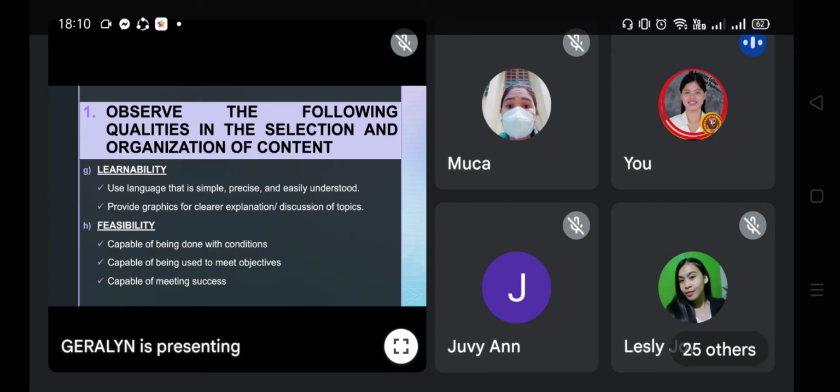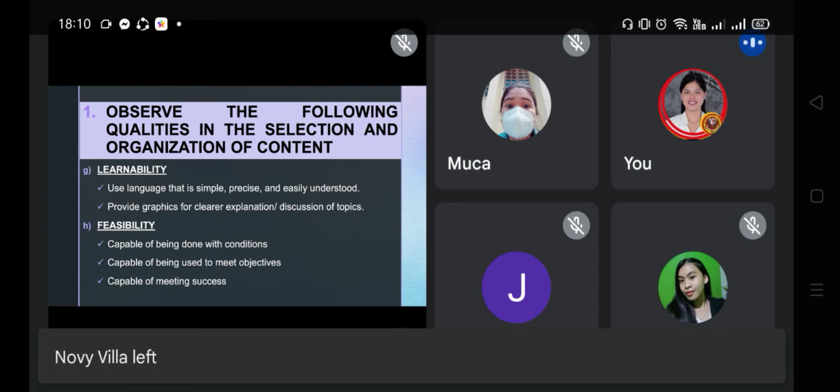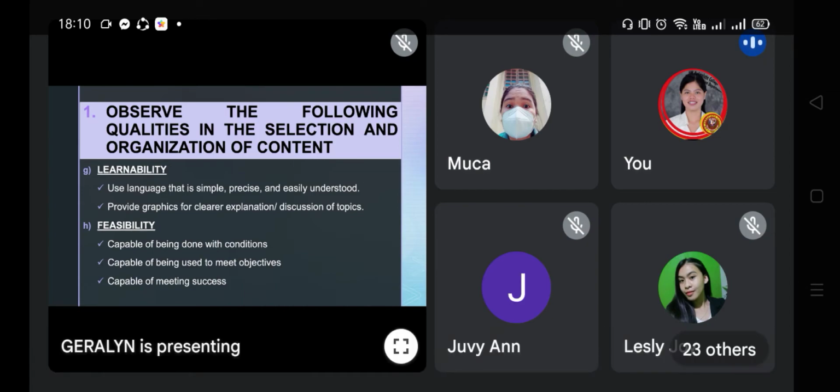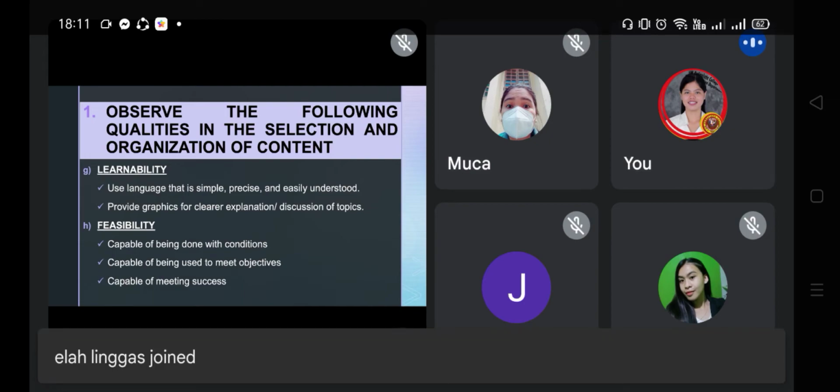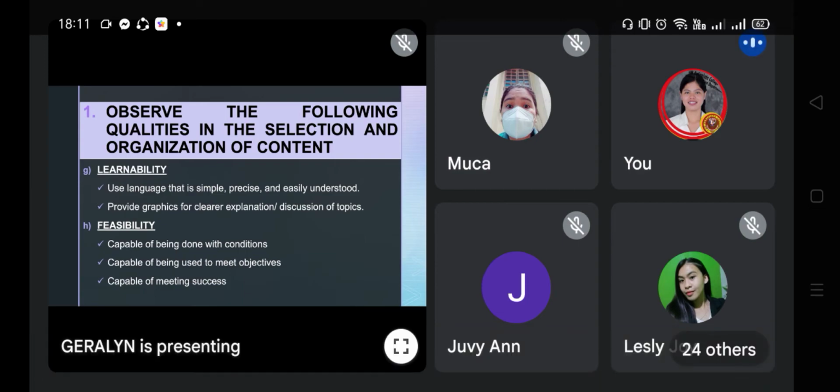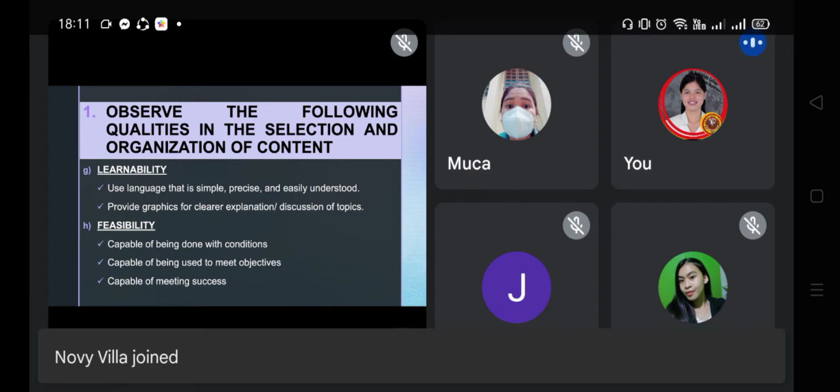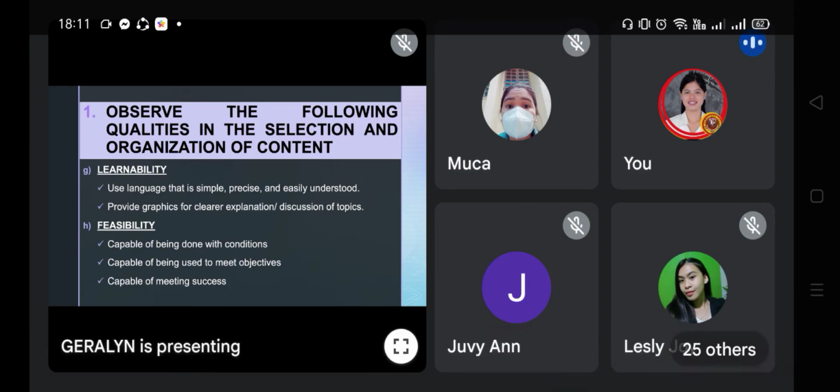Next is feasibility. When we talk about feasibility, this refers to the capability of being done, capability of being used to meet objectives, and capability of meeting success. So when we talk about feasibility, bottom line, dapat achievable. Dili ta pwede magpili og topic na dili ma-achieve sa bata. Again, dapat suitable siya sa level sa student. And dapat related siya sa objectives. Dili ta pwede magpili og activities na dili related sa objectives.